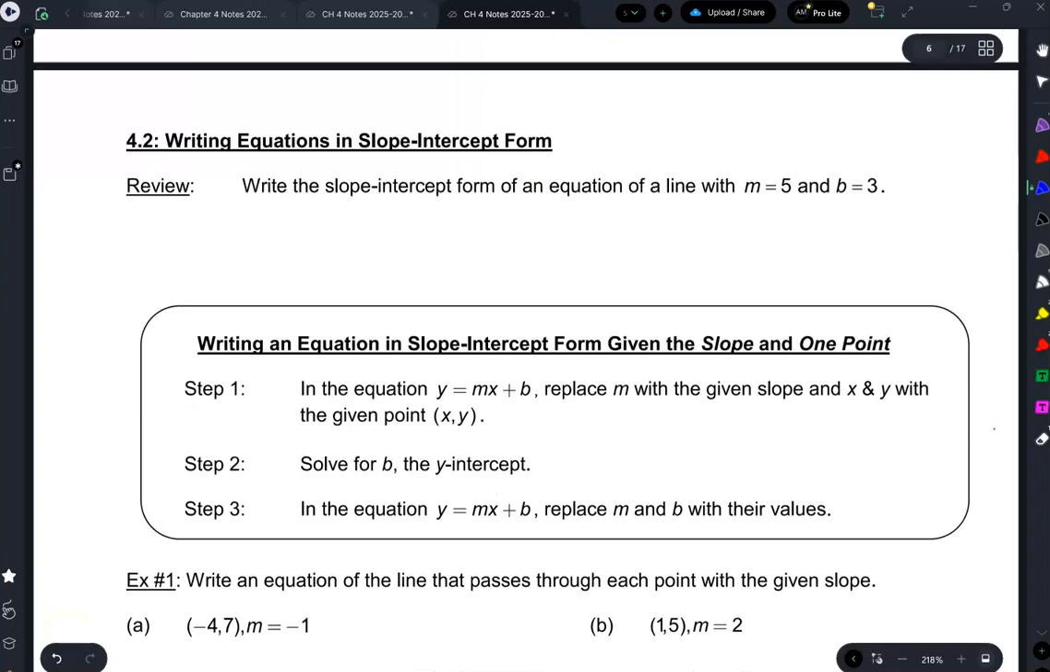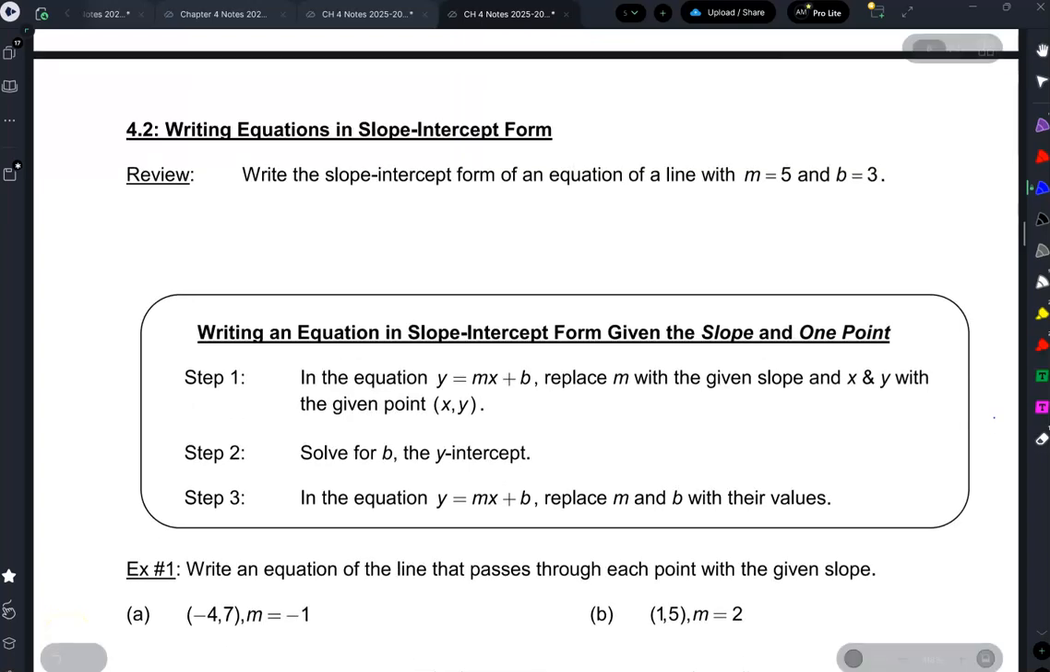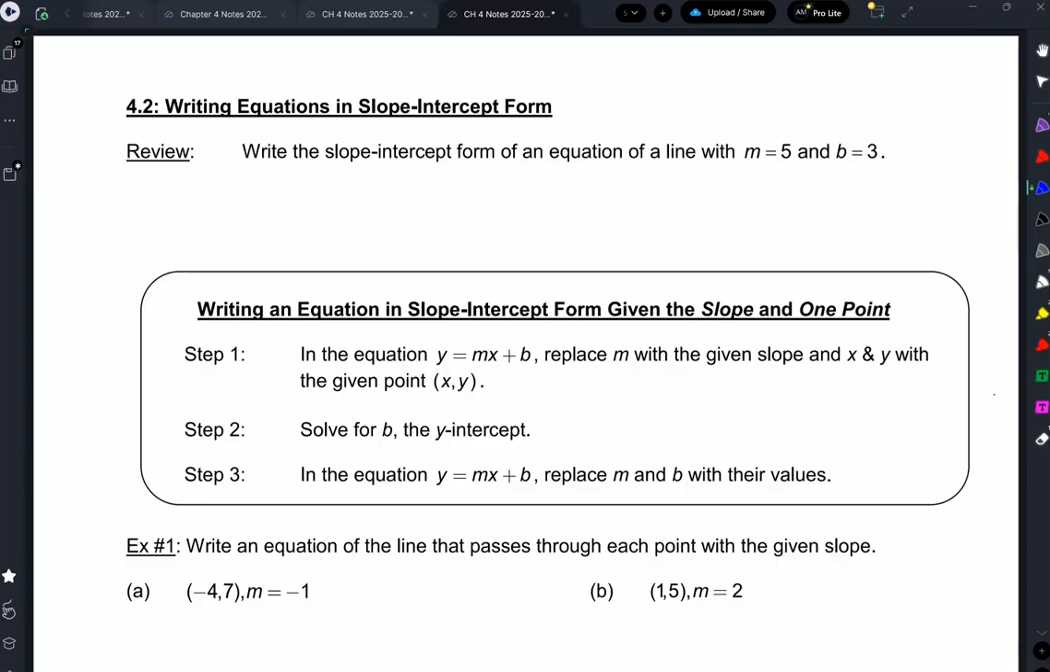So in section 2, we're going to talk about more slope-intercept and more about how to write equations. So let's review. The slope-intercept form of an equation, right? So remember, slope-intercept is y equals mx plus b.